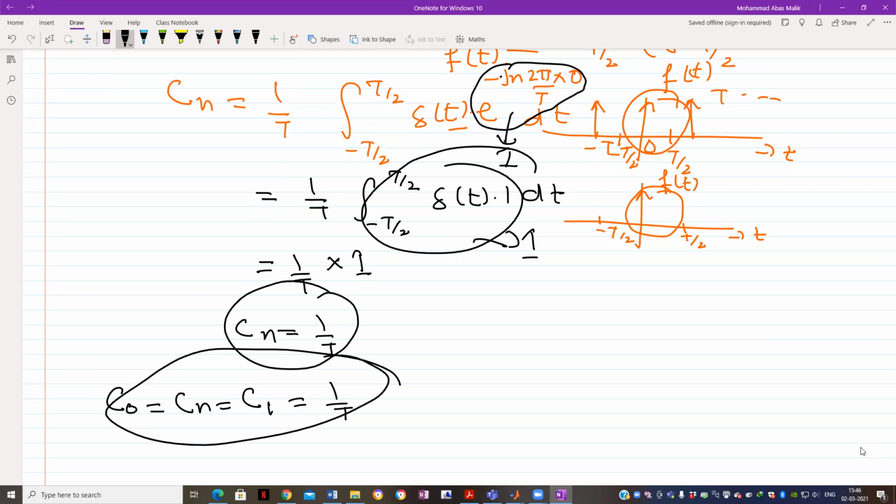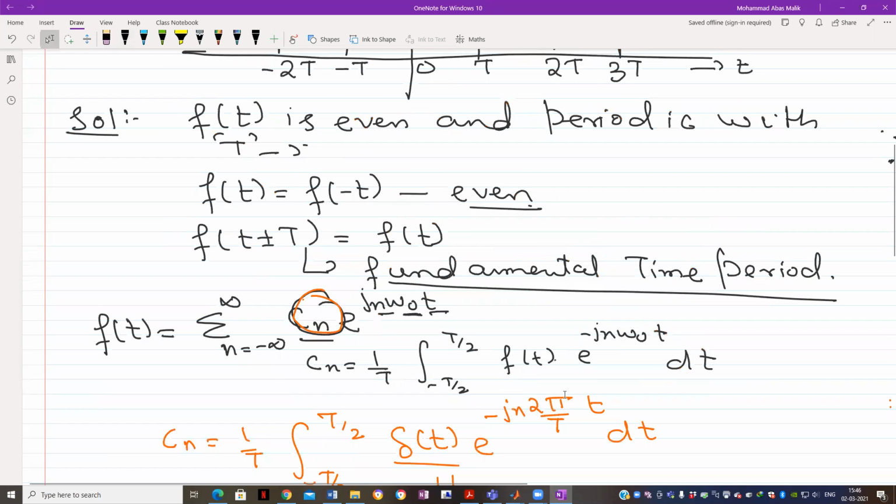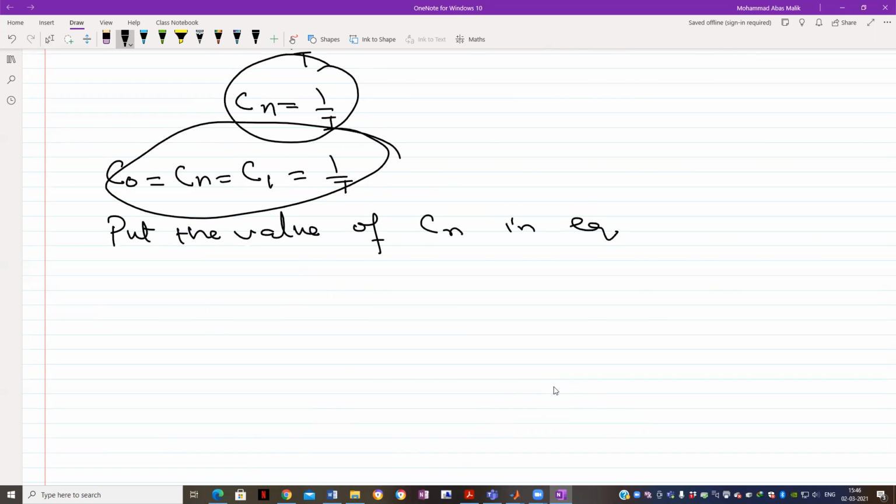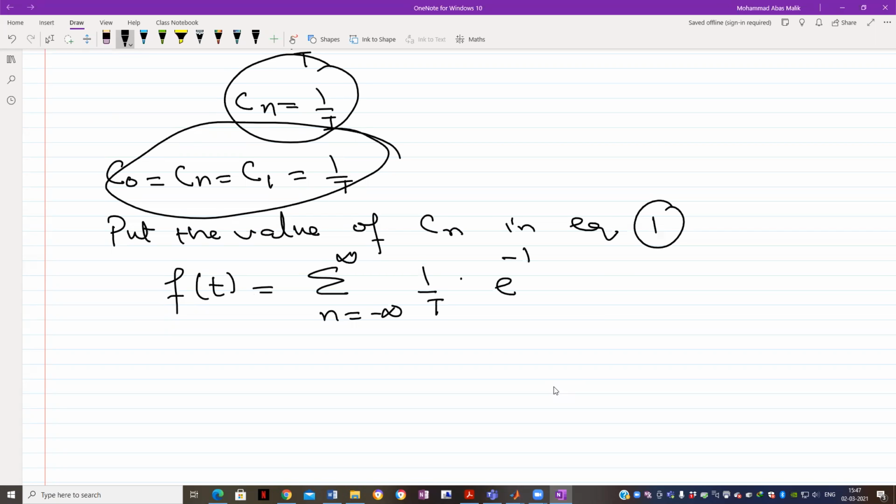Now put this Cn value in the equation first, already mentioned. Put the value of Cn in equation 1. So what you get? The complex Fourier series will be equal to summation of n from minus infinity to infinity, Cn, that's 1 by T, into e raised to the power minus j n omega naught t.